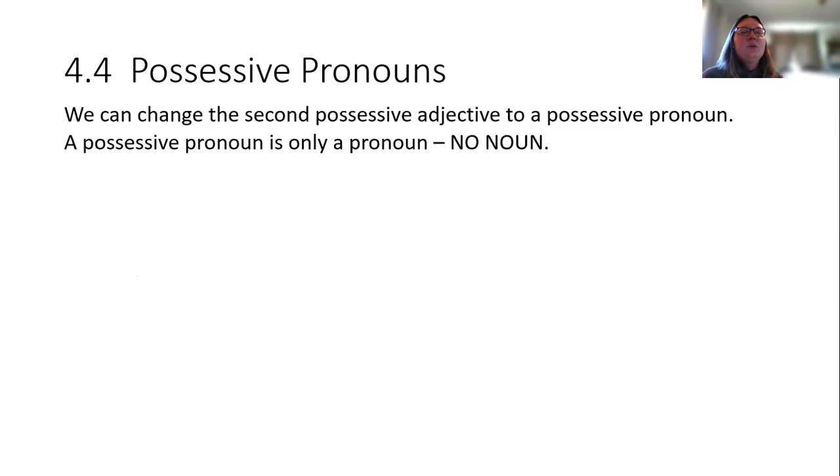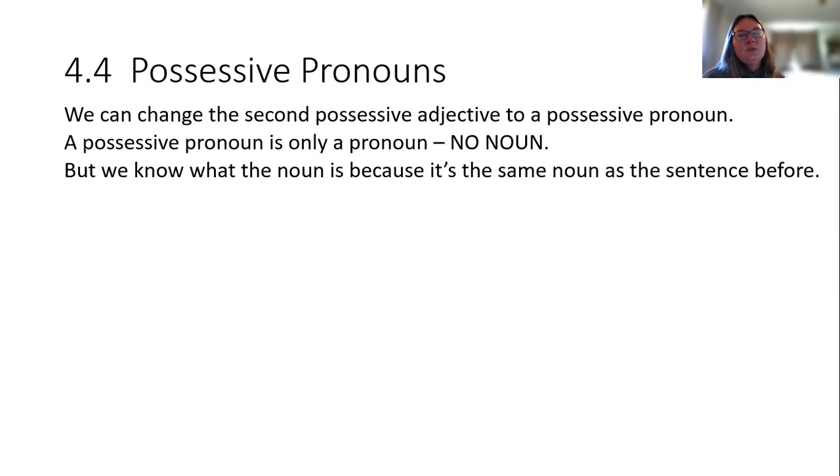A possessive pronoun is only a pronoun. There's no noun. Let me show you what I'm talking about. We know what the noun is because it's the same noun as the sentence before. This might sound really confusing, but let's take a look at an example.